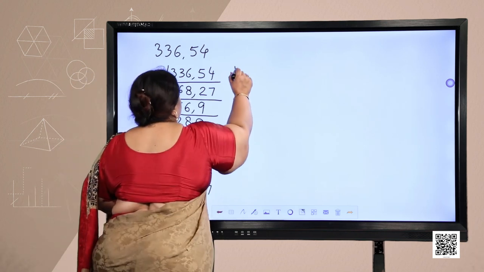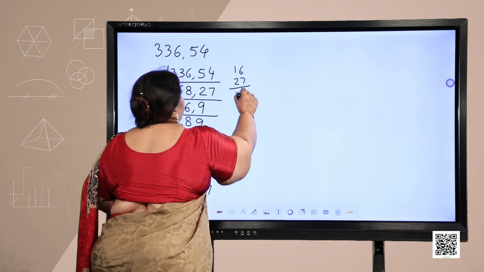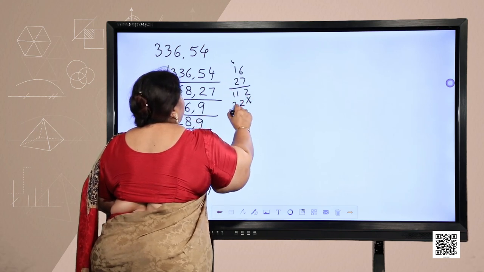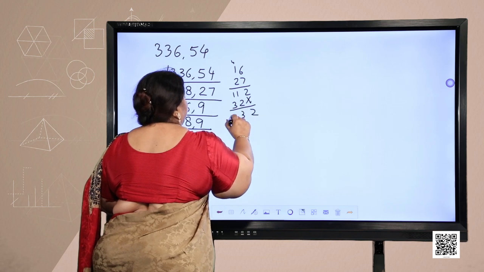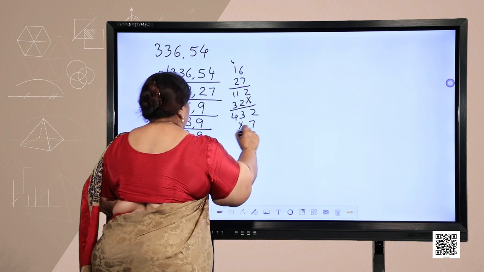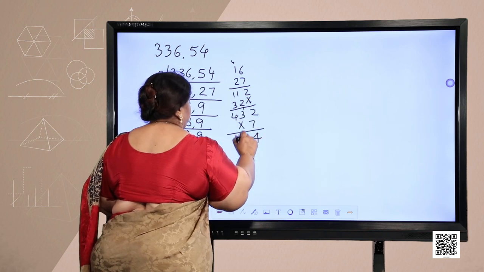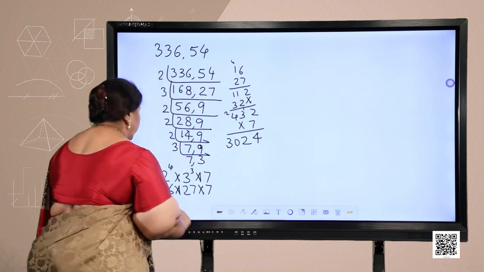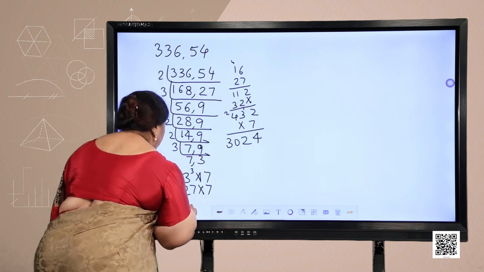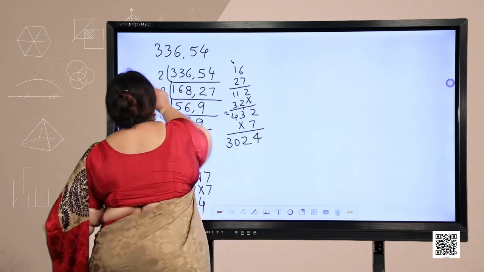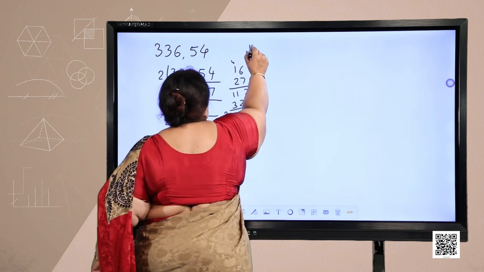So, 16 into 27. Multiply by 7 again, it gives 3024. Let us calculate the HCF.